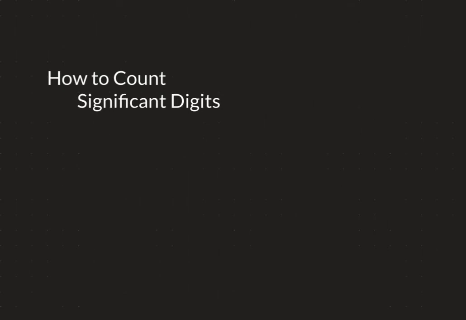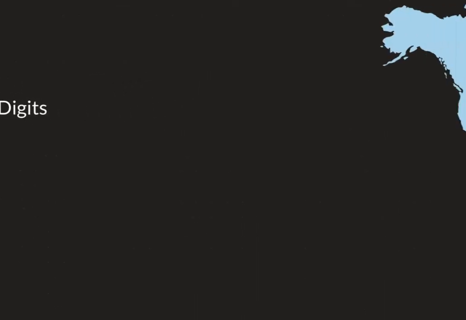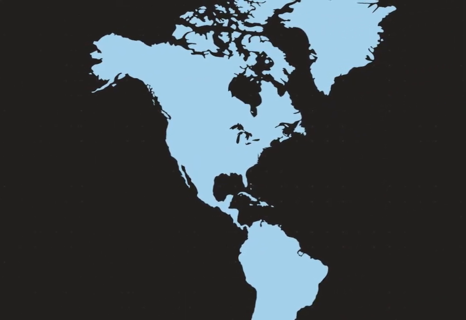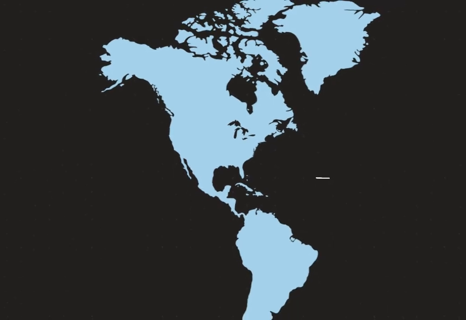Hello. Here's an easy way to count significant digits so you will know how many significant digits you should include in your answer. Hopefully you recognize these land masses. We have North and South America there. And what ocean would you say is over here? That would be the Atlantic Ocean, correct?